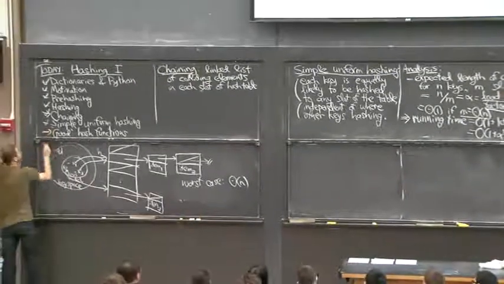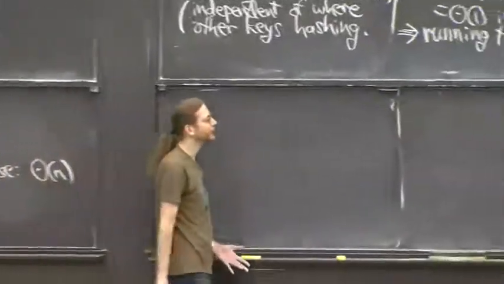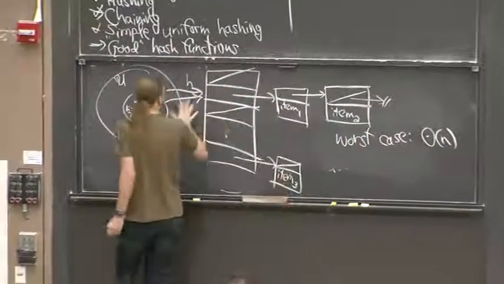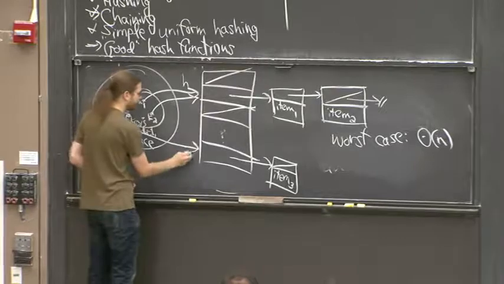Last topic is hash functions. The one remaining thing is, how do I construct H? How do I actually map from this giant universe of keys to this small set of slots in the table? Just m of them.